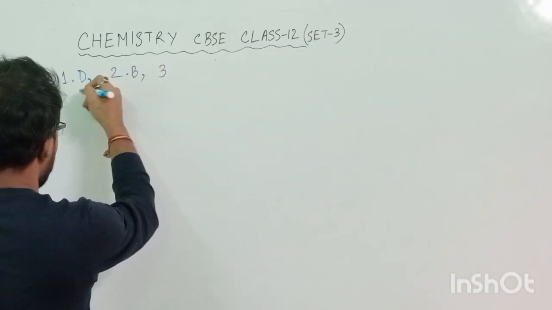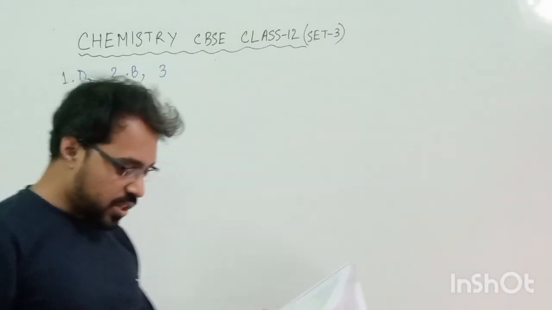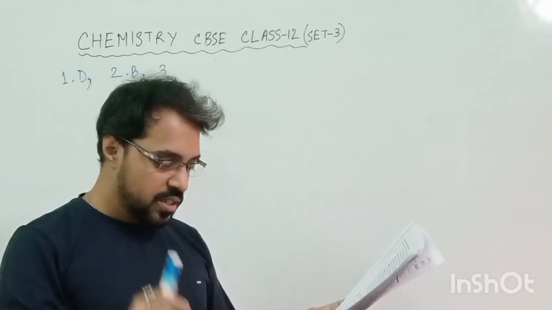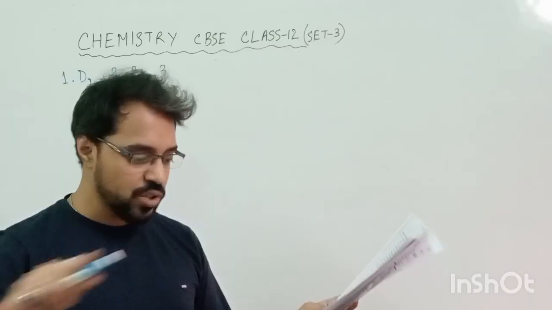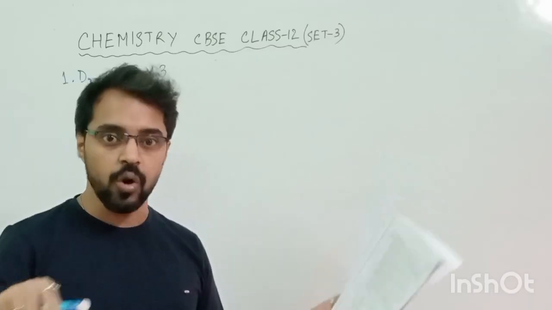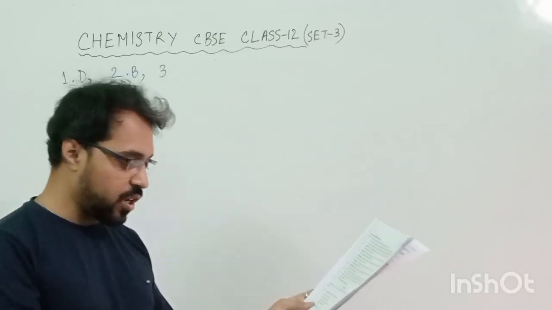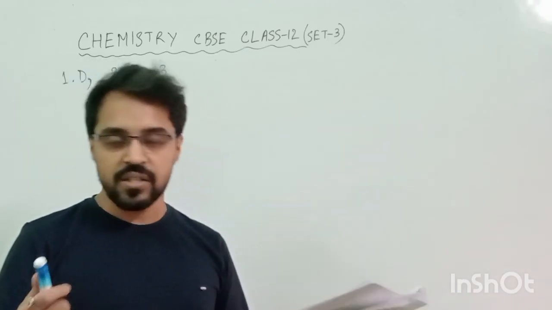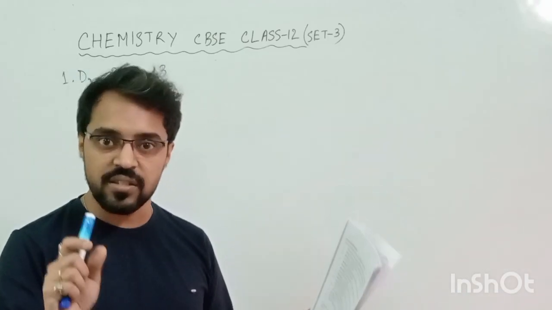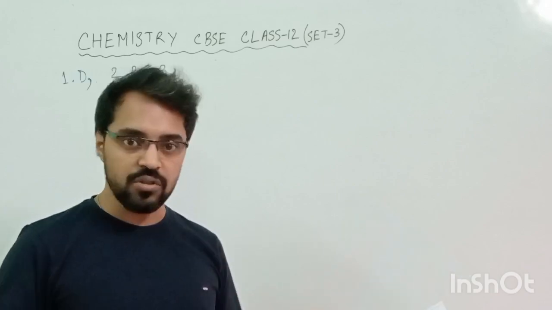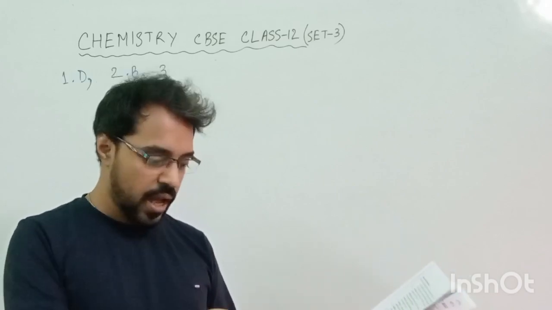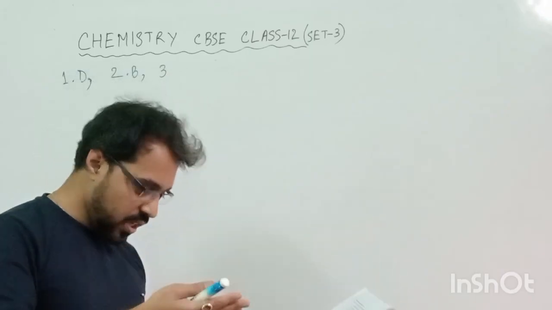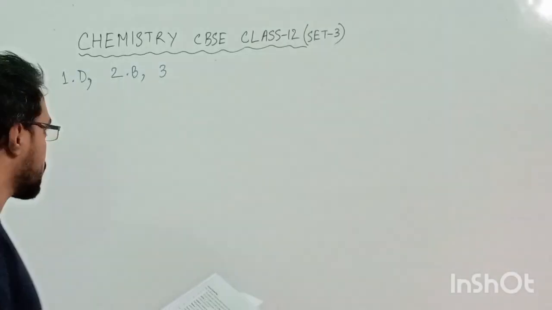Next is question number 3. The coordination number of cobalt, the central metal ion, in [Co(en)2Cl2]+, where en is ethane 1,2 diamine. So what is the coordination number? Coordination number is the number of donor sites. Ethane 1,2 diamine gives 2, so 2 twos are 4, and there are 2 chlorines, so it's 6. So 3 is C, 6.